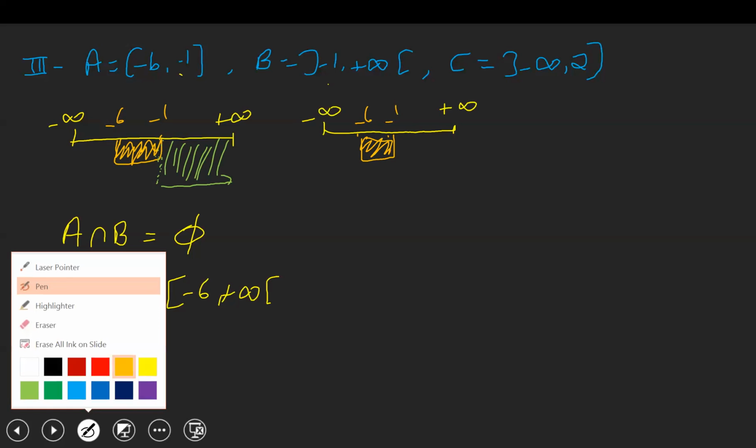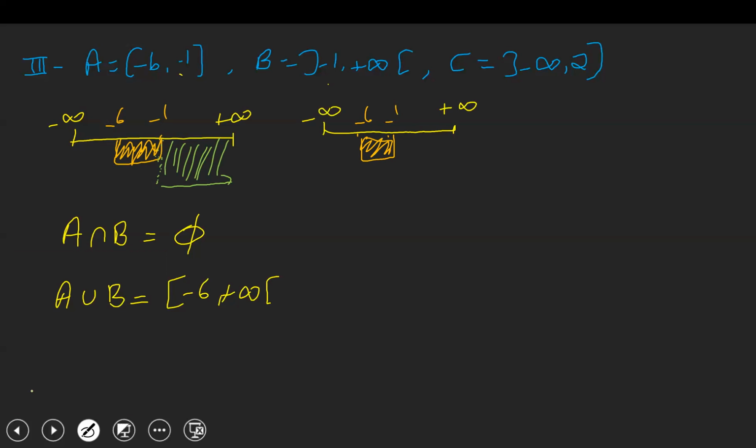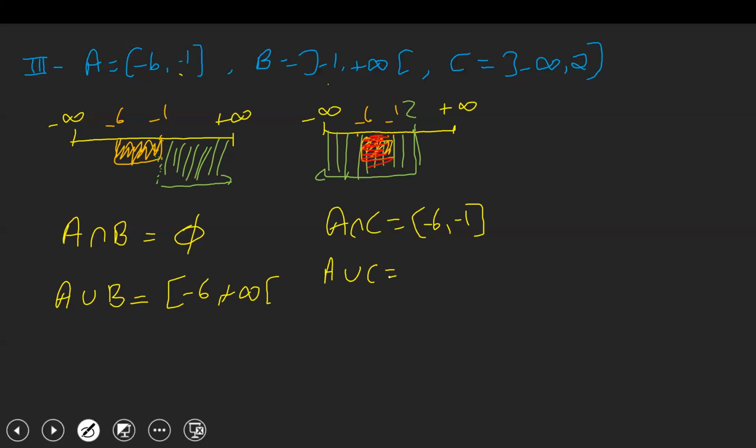C is the set of numbers between minus infinity and 2. This is 2, and this is minus infinity. So, where's the common area? As you see, the common area is here between -6 and -1. So C here is the subset of A. The common between A and C is C itself, and the union is A. For this reason, we say the common between A and C is A. Sorry, is A itself, and the union is C. It's from -infinity to 2.